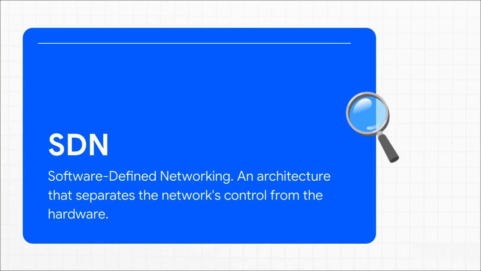And this is where a truly radical idea comes in: software-defined networking, or SDN. What it does is it separates the brain of the network, the decision-making part, from the physical hardware that just moves data around. This centralizes all the intelligence in one software controller, and suddenly the entire network becomes programmable, agile, and just so much easier to manage.